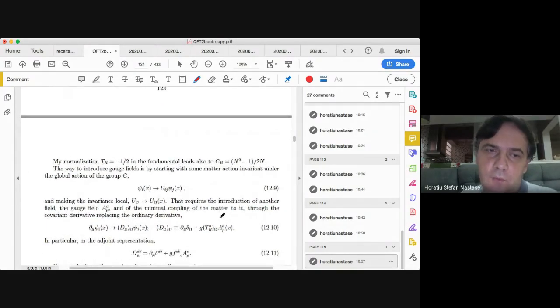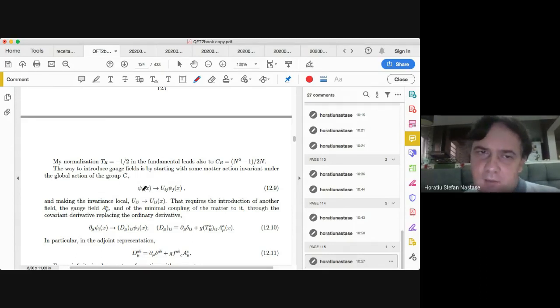So how do we introduce gauge fields? Well, we start with some field in some representation of the global symmetry group G. So let's say some field psi with some index i goes into U_ij psi_j, where U_ij is a matrix in some representation of the group.